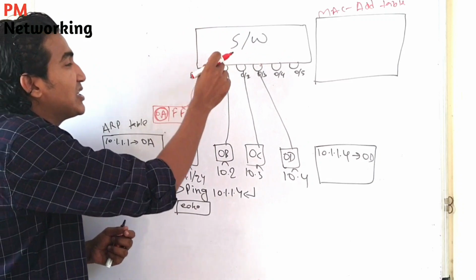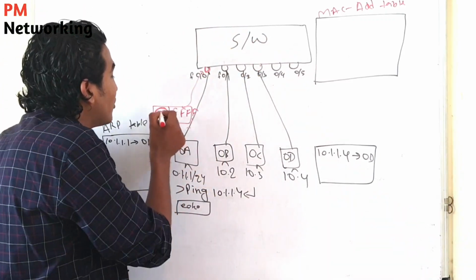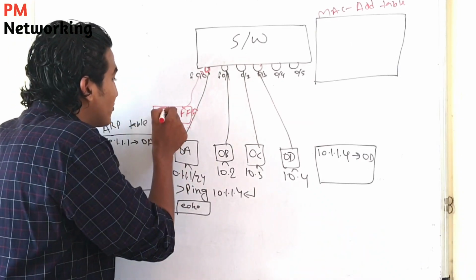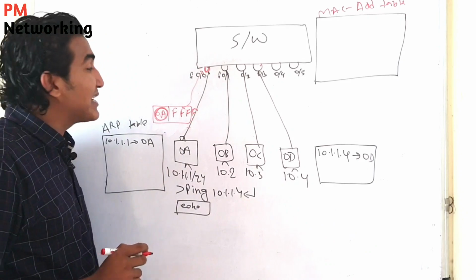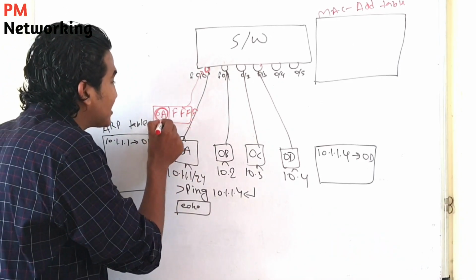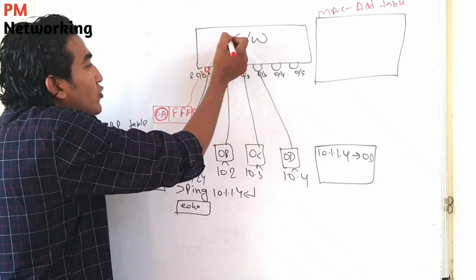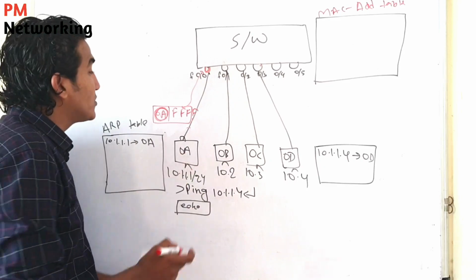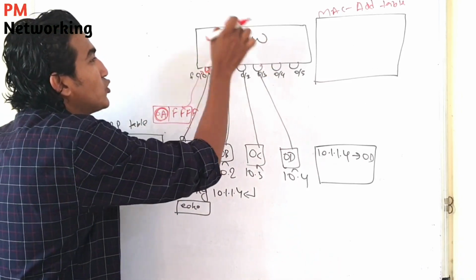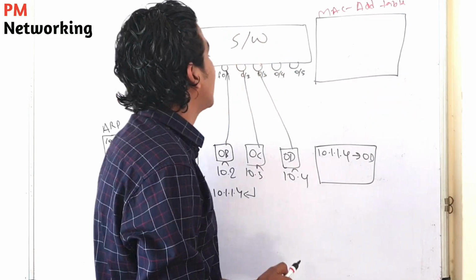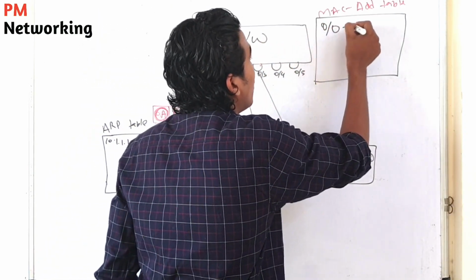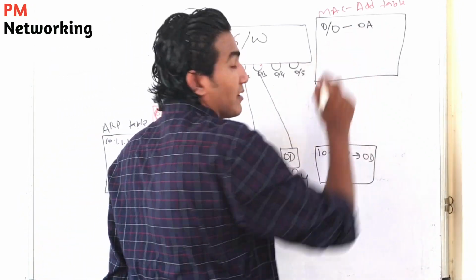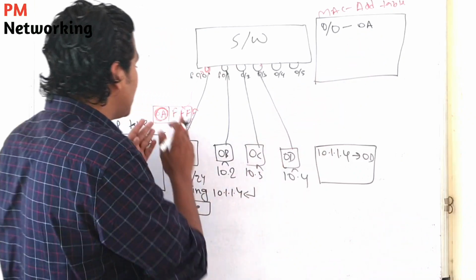This switch will check from where this message is coming, from where this frame is coming, from where this data is coming. What is the source MAC address in the data? The source MAC address is 0A. So the switch will come to know that on interface Fast Ethernet 0/0 a device is connected whose MAC address is 0A, and this switch will make an entry in its MAC address table that on 0/0 one computer is connected whose MAC address is 0A, right?